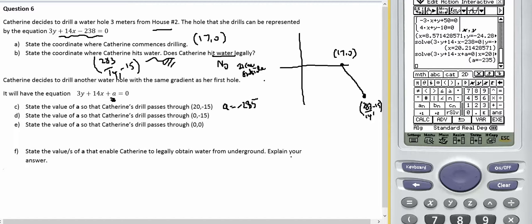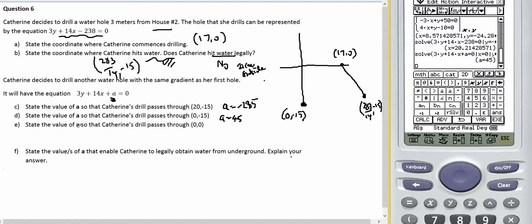Okay, so state the value of a so that Catherine's drill passes through this. Okay, so that's the same as this, except x equals 0 and y equals minus 15 and a equals 45. And that's when it goes through at 0 and negative 15.